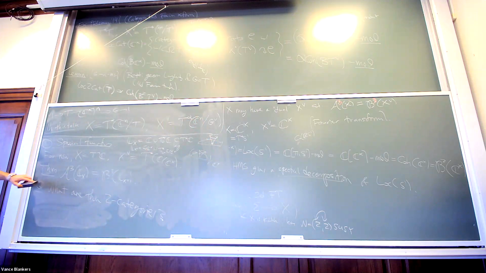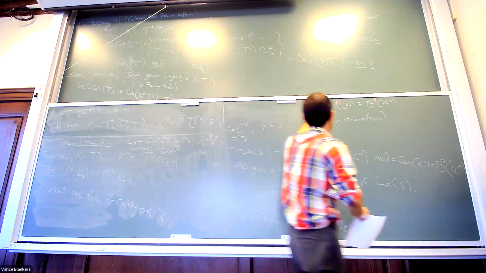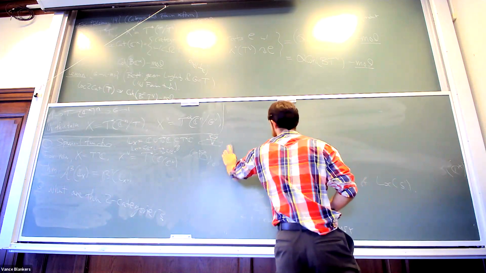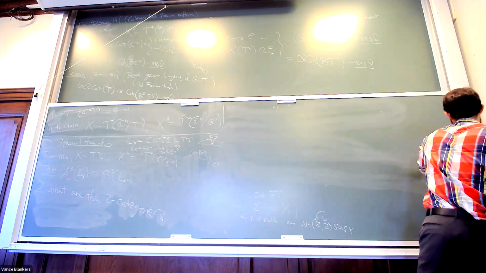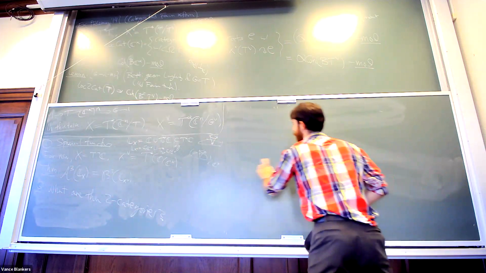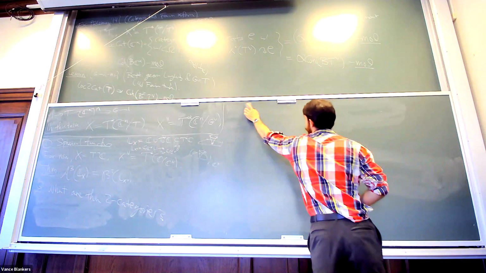So what are these two categories? These are a pair of two-categories, and I would like to know what they are. Let's start with the A-side category, because that's one of the main points of this talk: realizing what this A-side category is.